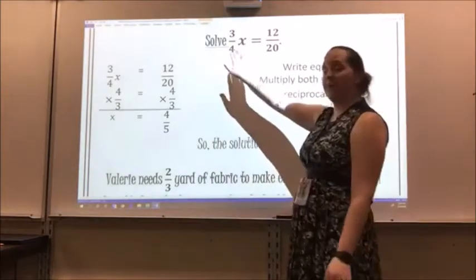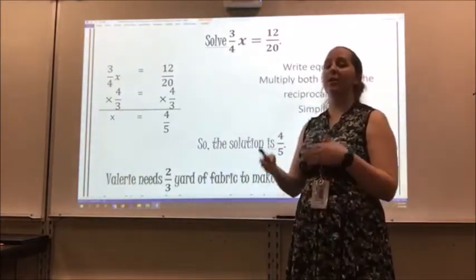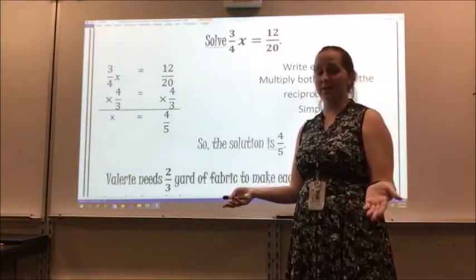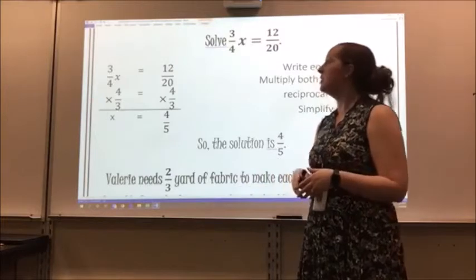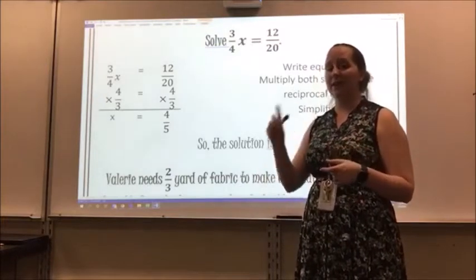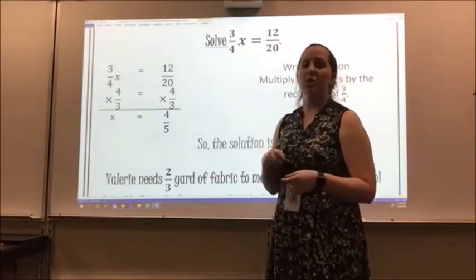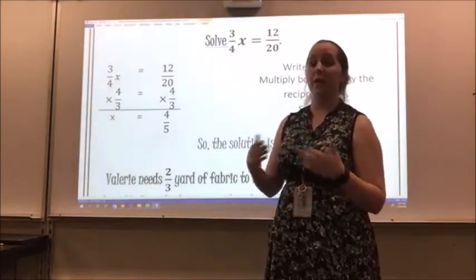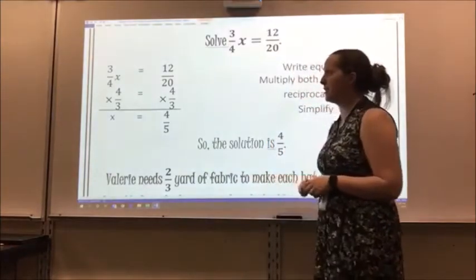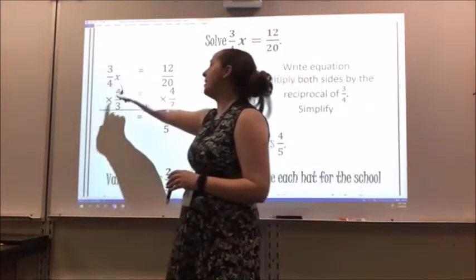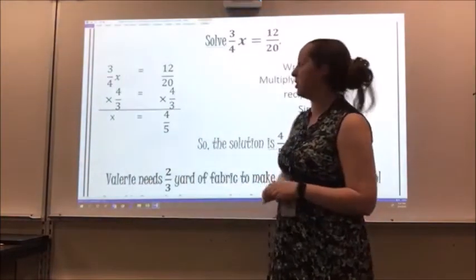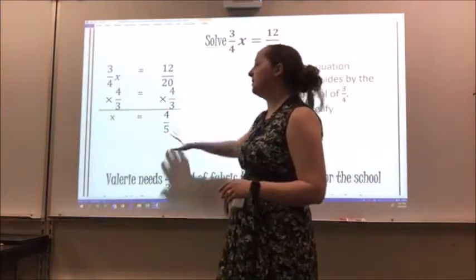So remember, 3/4 x. In order to undo multiplication, I have to divide. So the inverse of multiplication is division. So 3/4 divided by 3/4, remember, that's a complex fraction, so I need to multiply by the reciprocal. When I'm dividing fractions, we keep, change, flip, or multiply by the reciprocal. So I'm multiplying by 4/3, which is the reciprocal. Multiply 12/20 by 4/3 as well. When I do that and simplify, I get 4/5.